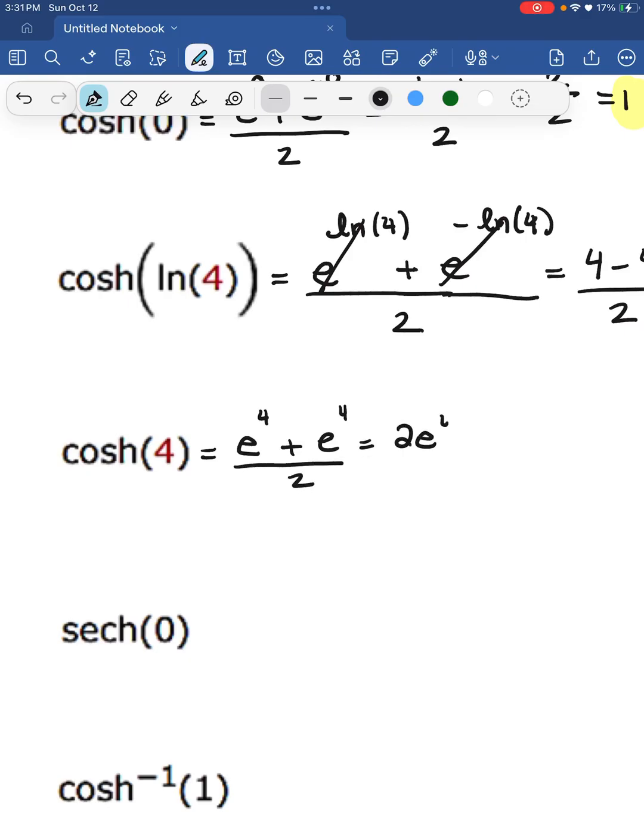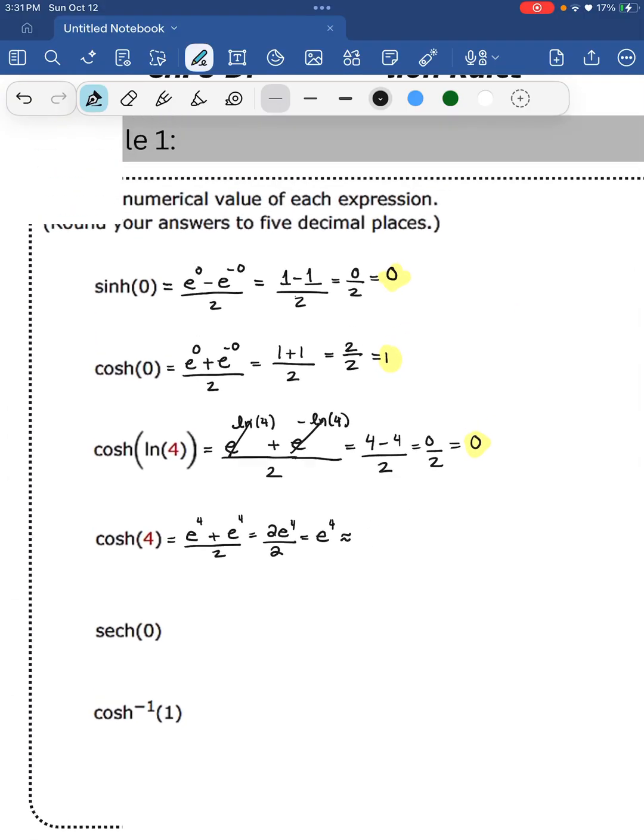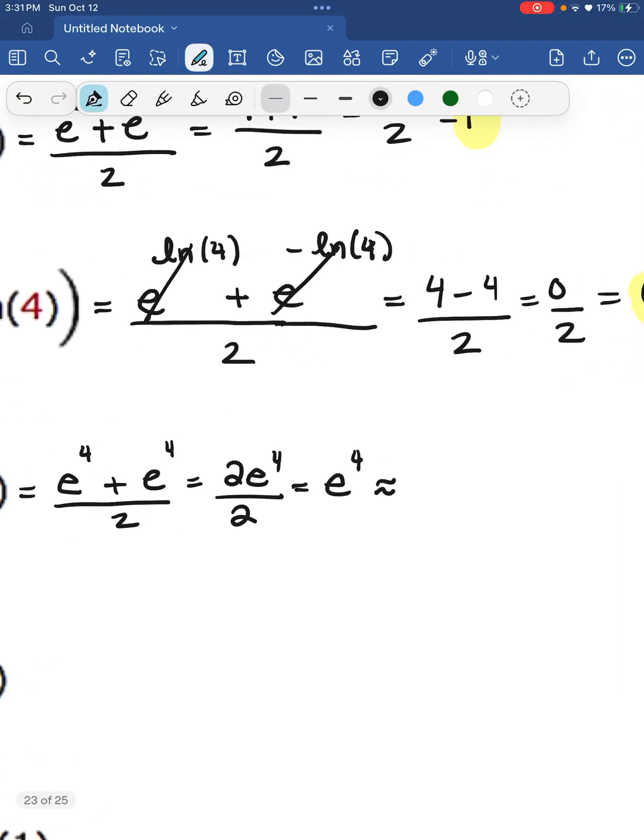That's our solution there. Now we have sech of 0. And again, we're just using the definition given to us on the first page, that secant is the same as 1 over cosh of 0. We actually already know that cosh of 0 happens to be 1. So it's just 1 over 1, which is 1.